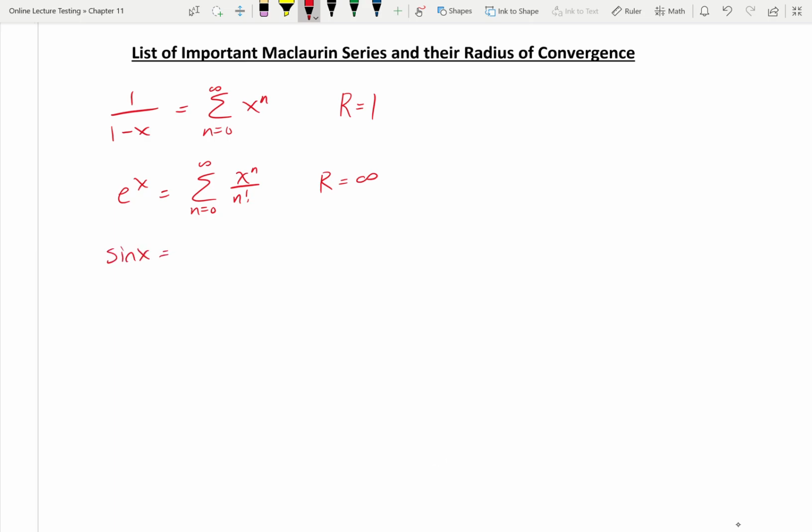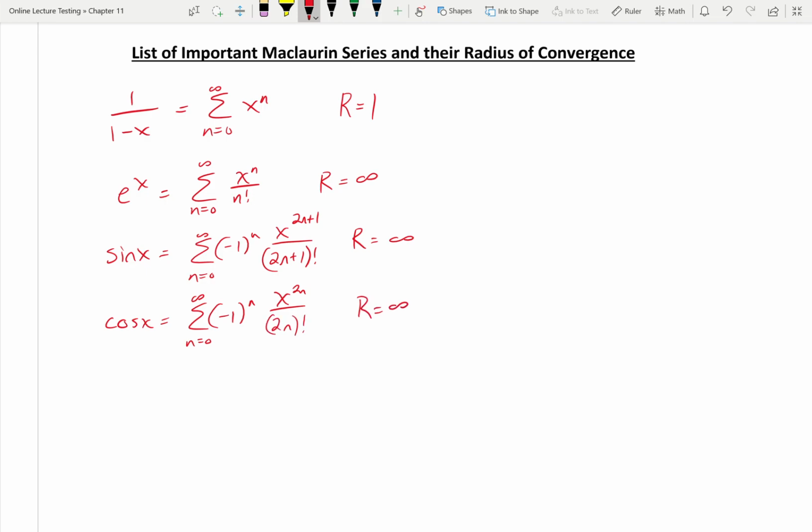Sine of x, the series of negative 1 to the n, x to the 2n plus 1 divided by 2n plus 1 factorial. Radius of convergence is infinity. Cosine of x. These guys are very similar to each other, and they should be because we know graphically that these two are just a shift of each other. So they should be similar in their nature. Radius of convergence is also infinity.